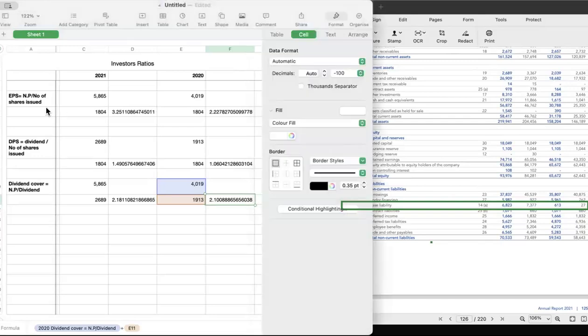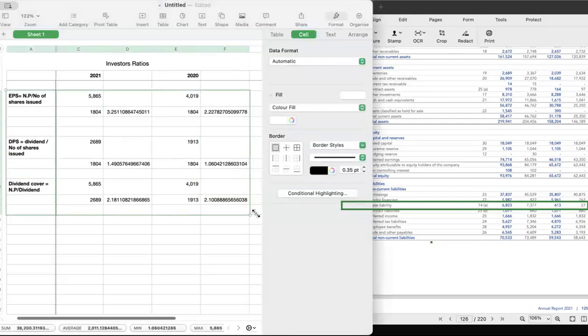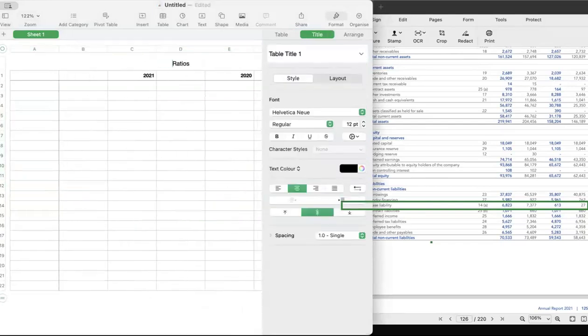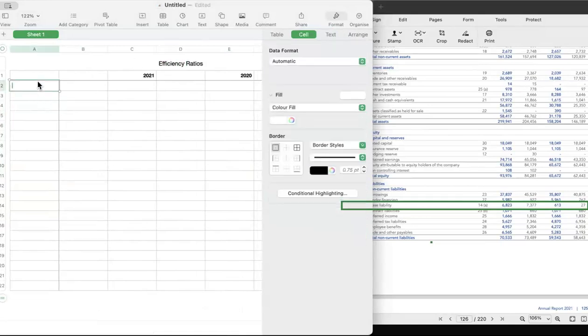Okay. Right. These are investor ratios. And finally, we are going to calculate the efficiency ratios. Efficiency ratio, how many ratios did we discuss? 3? I don't quite remember. I think I spoke about the stock holding, creditor, and debtor, right? Those 3 were the ones that I discussed during the class, if I'm not mistaken.